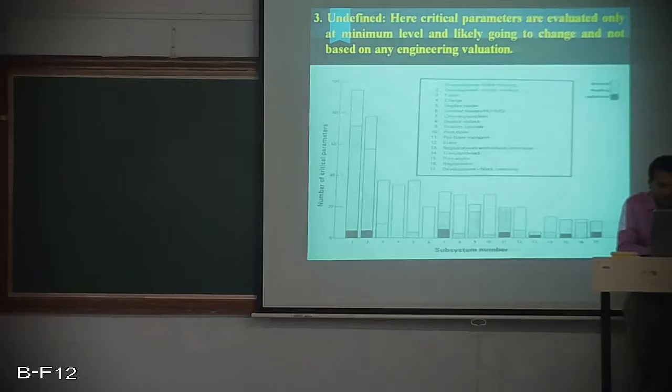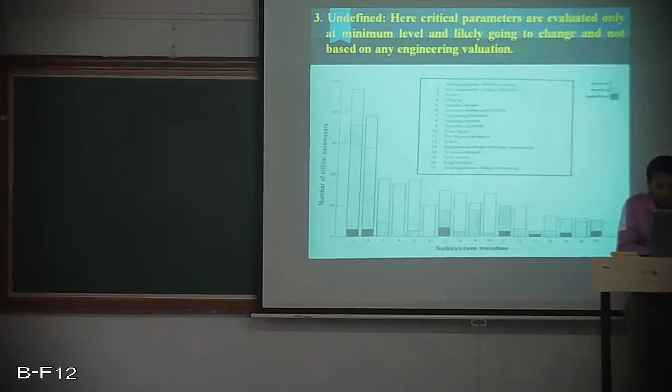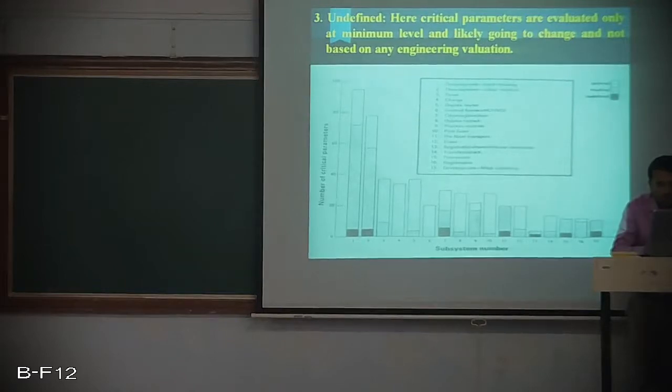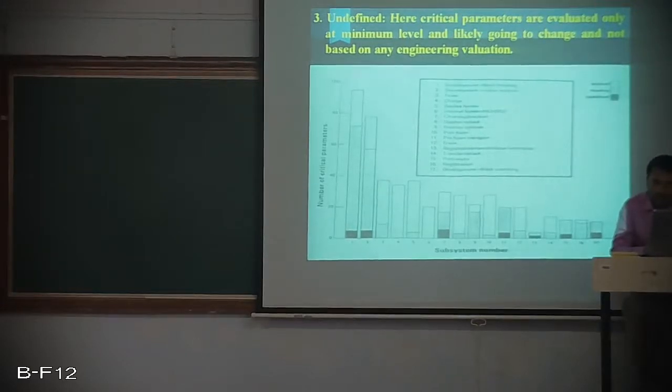There is an example; you can have a look at this example. For a particular component, what are the critical parameter statuses, like undefined, pending and defined. All the lists have been given for the subsystem number, and the number of critical parameters with respect to undefined, pending and defined are represented on the y-axis. Just have a look.